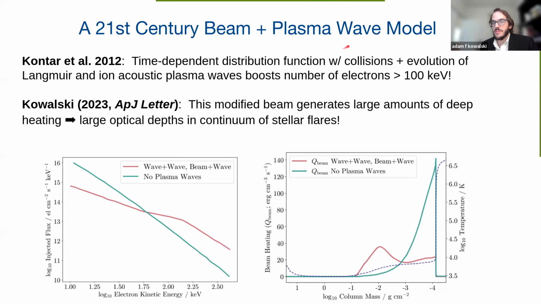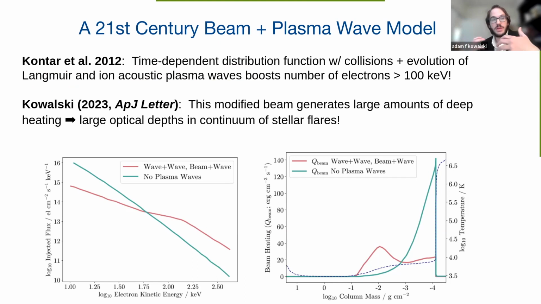This is a different treatment of the electron beam transport in the corona. In particular, it comes from Kantar et al. 2012, who considered the time-dependent evolution of the electron beam in the corona, while also taking into account the evolution of background plasma waves, in particular, the Langmuir waves and ion acoustic plasma waves. In summary, what they found is that the electron beam first transfers energy to the background plasma waves, the Langmuir waves, which then interact with the ion acoustic waves.